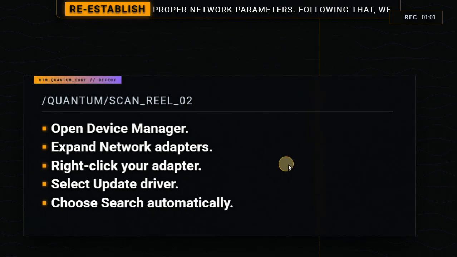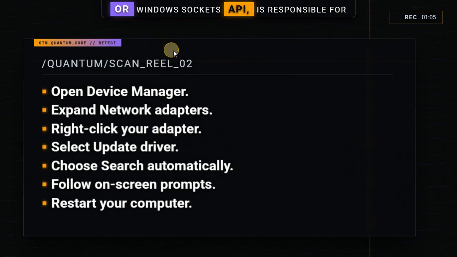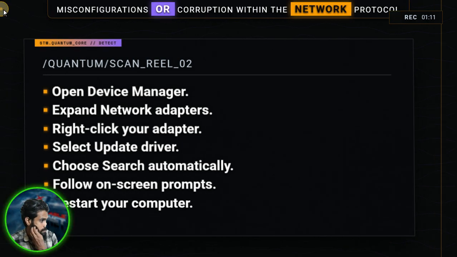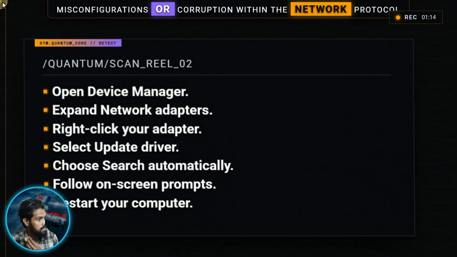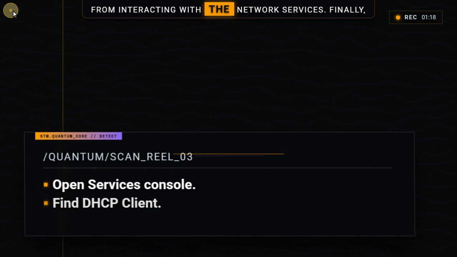Following that, we will investigate the Winsock catalog reset. Winsock, or Windows Sockets API, is responsible for network application communication. Resetting it clears any misconfigurations or corruption within the network protocol stack that could prevent the DHCP client from interacting with the network services.